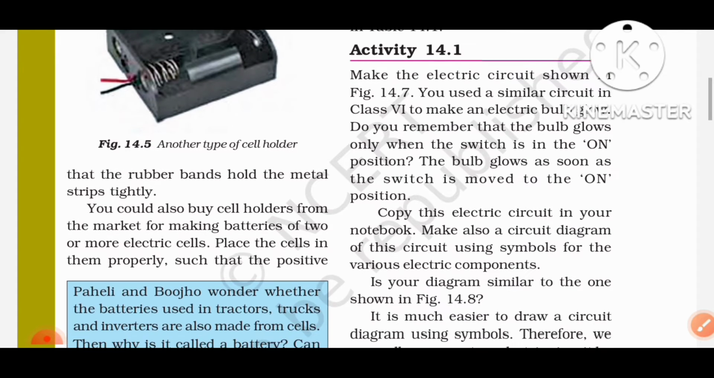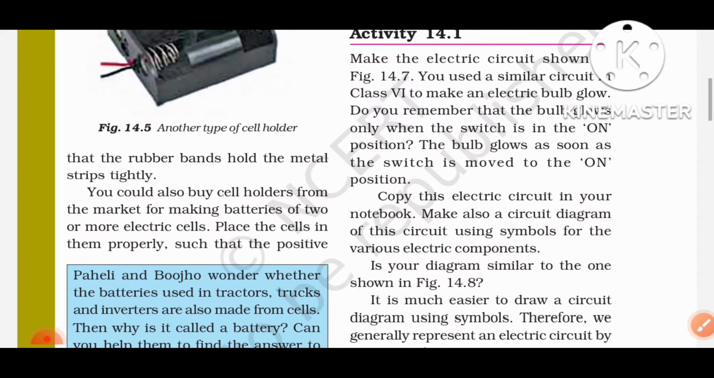Activity 14.1. Make the electric circuit shown in figure 14.7. You used a similar circuit in class 6 to make an electric bulb glow. Do you remember that the bulb glows only when the switch is in the on position? The bulb glows as soon as the switch is moved to the on position.